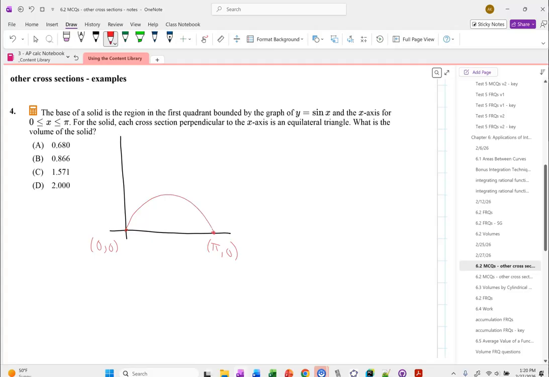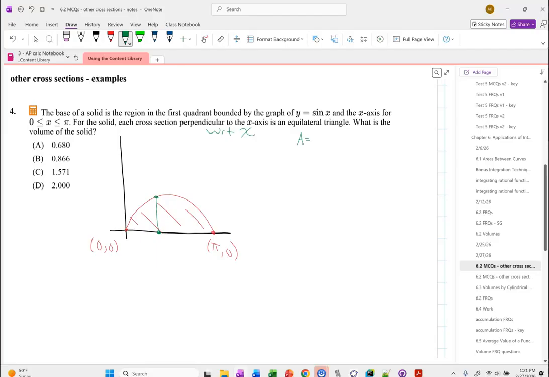So the graph of sine from 0 to pi looks like this. Everybody okay there? Again, hopefully you remember that from pre-calculus, and that's rather trivial. For the solid, each cross-section perpendicular to the x-axis, okay? So draw an arbitrary slice perpendicular to the x-axis, which tells me we're integrating with respect to x, is an equilateral triangle. What's the area for an equilateral triangle?